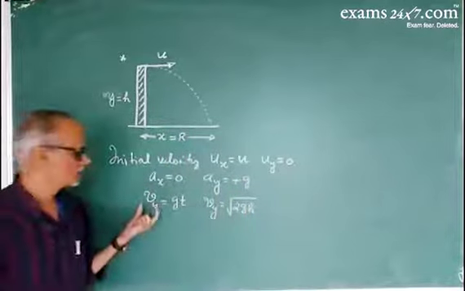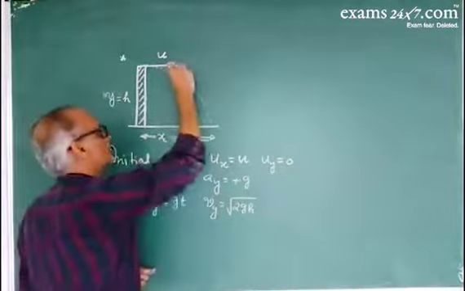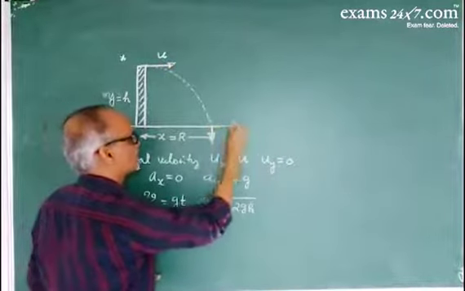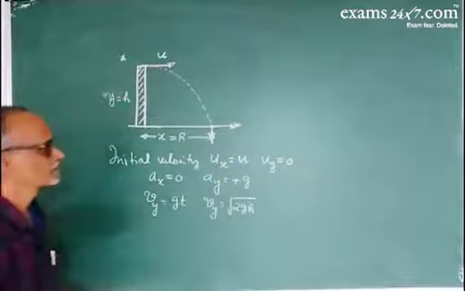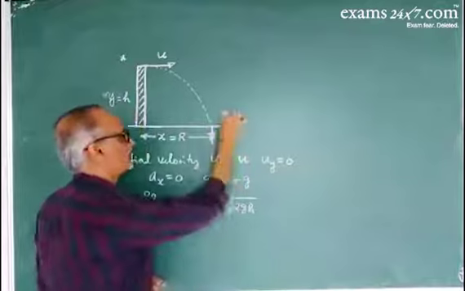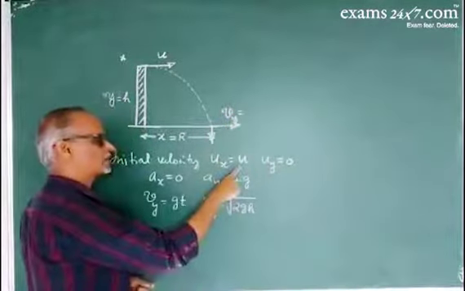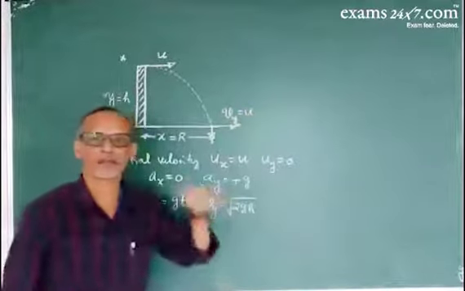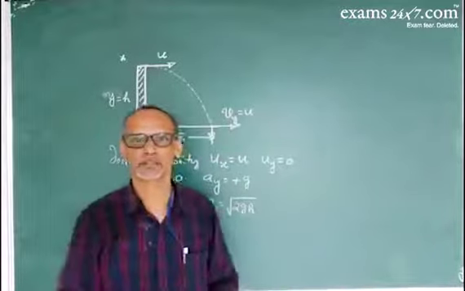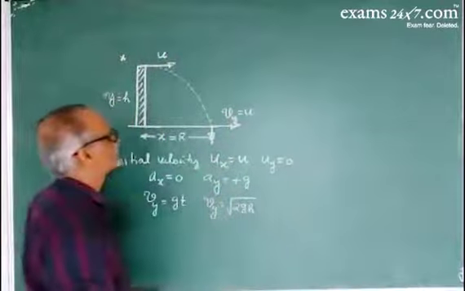So this is the vertical velocity on reaching the ground. Here, when the projectile reaches the ground, it has vertical velocity as well as horizontal velocity. So what is the final horizontal velocity? The final horizontal velocity is the same as the initial horizontal velocity, because along the horizontal there is no acceleration in projectile motion. Therefore, the horizontal component remains the same.